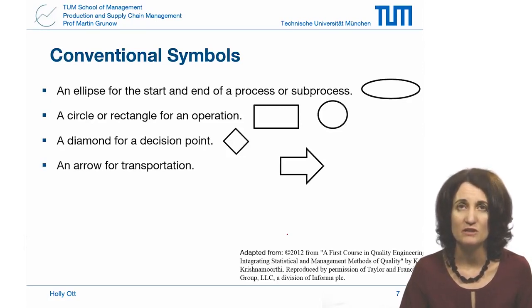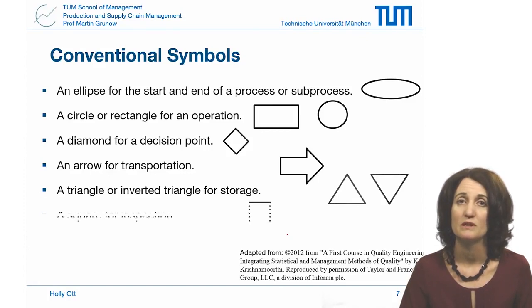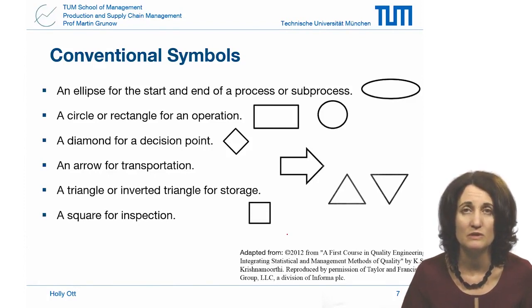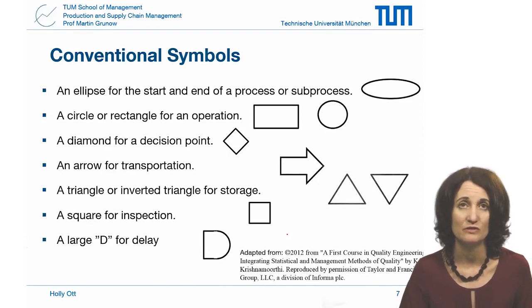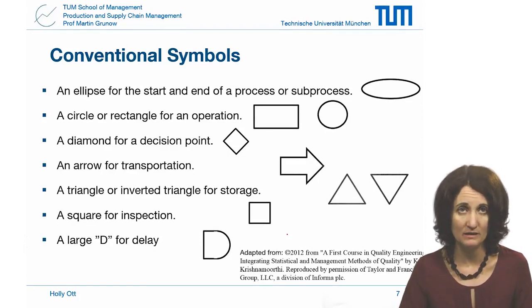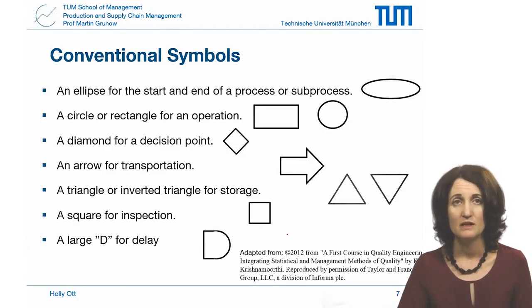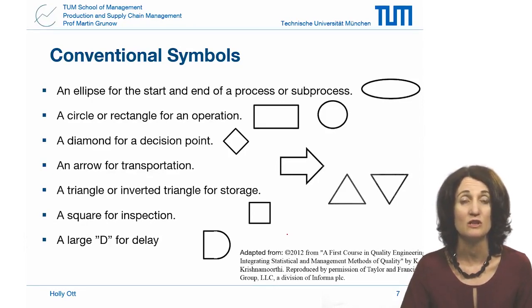If there's transportation, that is often represented by a big arrow, and a triangle or sometimes an inverted triangle is used to indicate storage. A square can be used then also for an inspection step, and a large D is often used for a delay. There's also many software packages you can find online. One that I like is the Jiffy.com. So you can find different resources to help you draw your process charts, but the best way to do it for a project, of course, is just to start on paper and start writing down the process as you go.